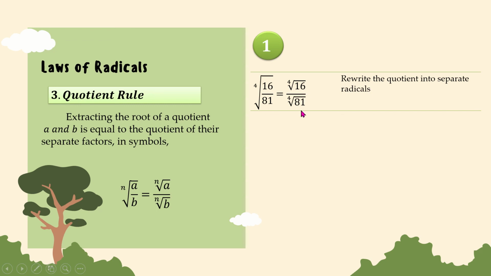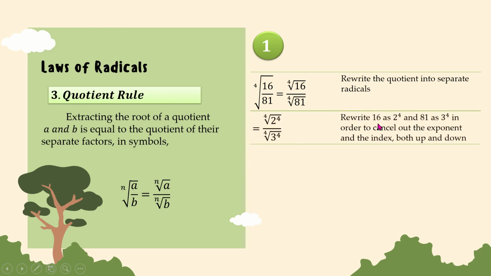So, it is separated. Next, we rewrite the numerator and the denominator of the radicand. We rewrite 16 as 2 exponent 4. Why exponent 4, sir? Whatever the index is, that should be the exponent when you rewrite the base. But if you rewrite a base that cannot match the index 4, then it cannot be rewritten. But in this case, 16 can be rewritten as 2 exponent 4.